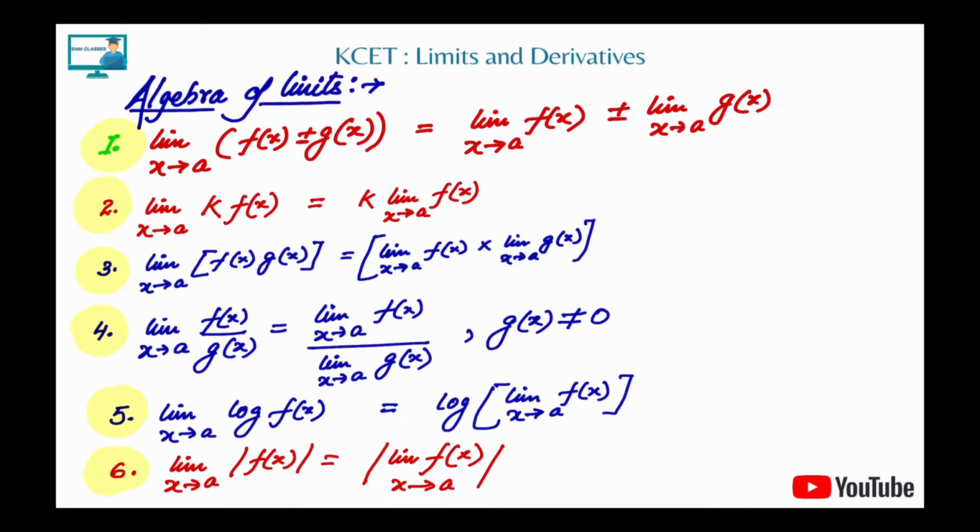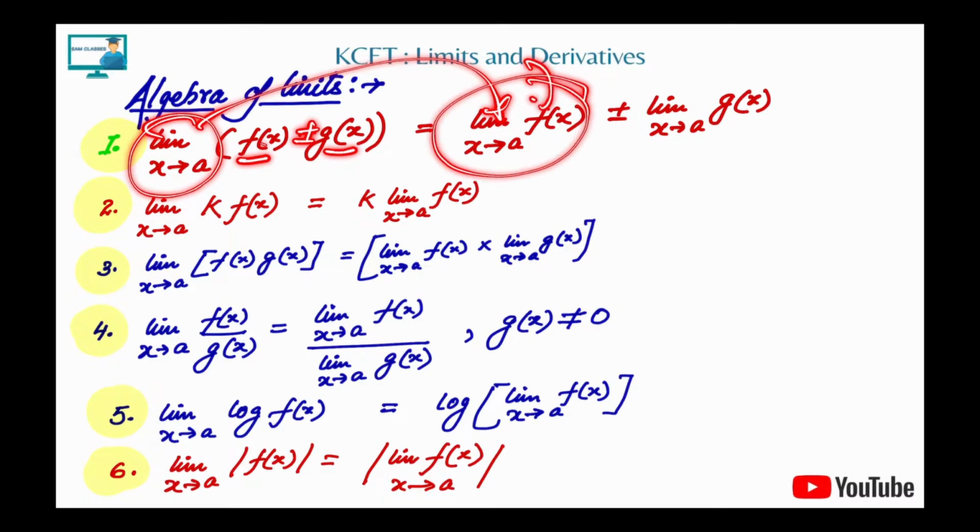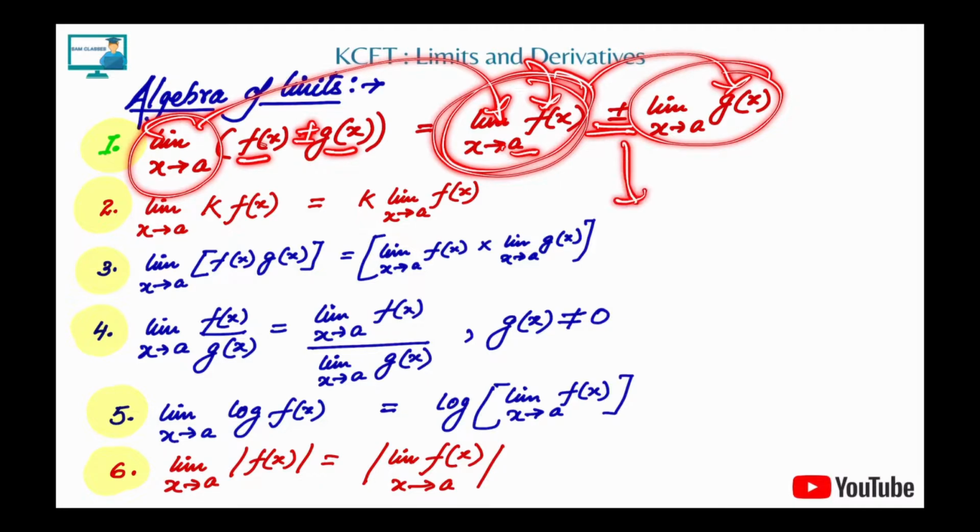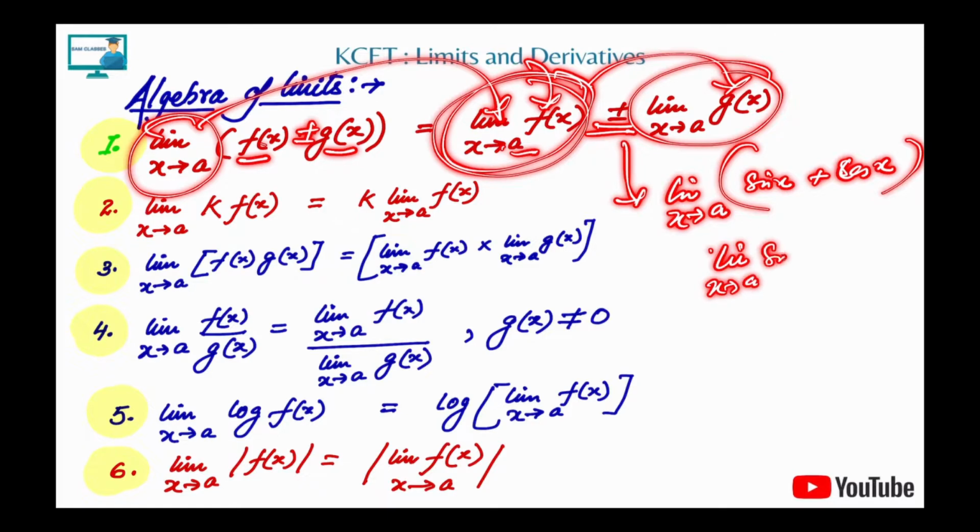Now let's talk about algebra of limits, some formulas. Let's say we have two functions, with plus or minus between them, and the limit is outside. What we can do is take the limit inside, solve the first function using the limit, solve the second function using the limit, and then add or subtract. For example, limit x tends to a of sin x plus cos x: separately, you can first solve limit x tends to a sin x, plus limit x tends to a cos x. Once you solve these two, then you can add.